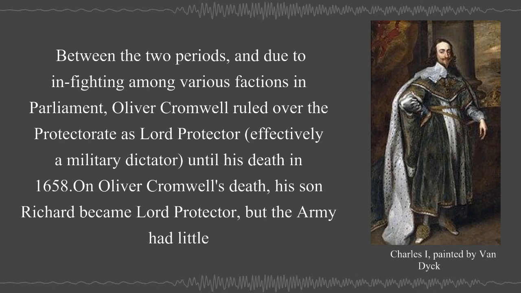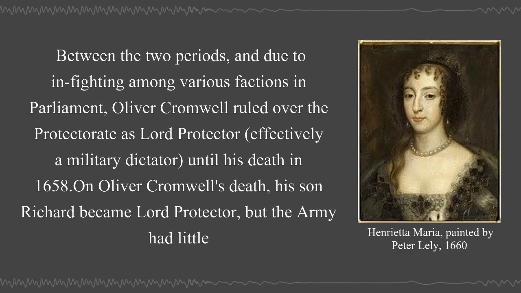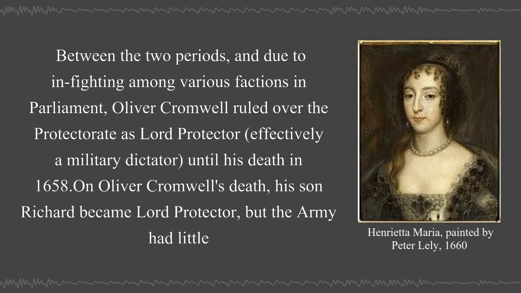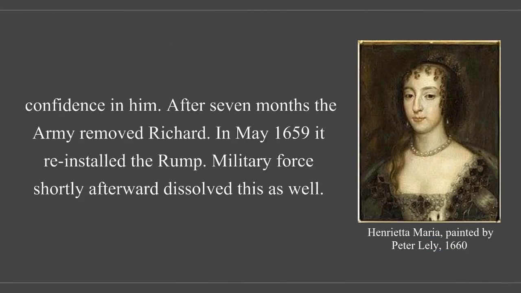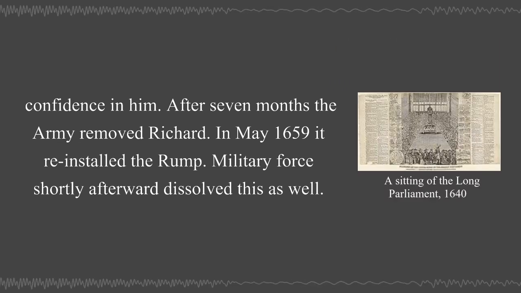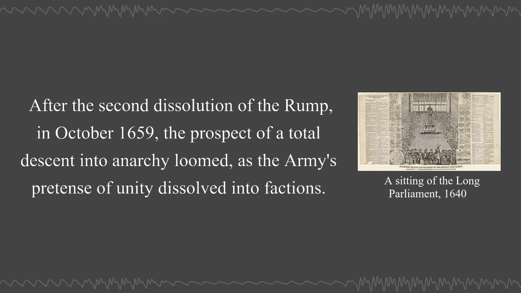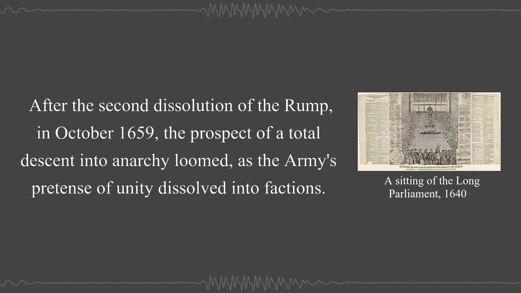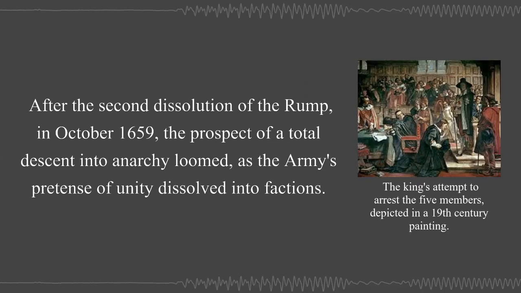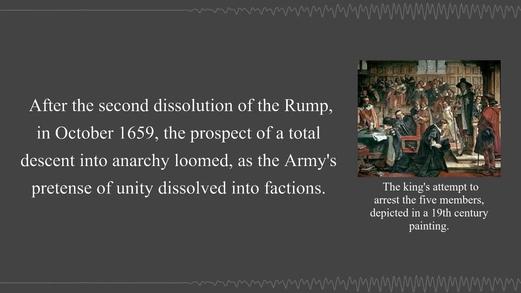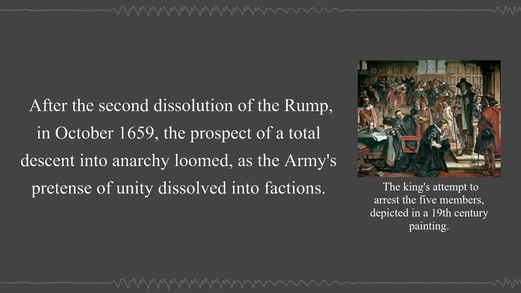On Oliver Cromwell's death, his son Richard became Lord Protector, but the army had little confidence in him. After 7 months, the army removed Richard. In May 1659, it reinstalled the Rump. Military force shortly afterward dissolved this as well. After the second dissolution of the Rump, in October 1659, the prospect of a total descent into anarchy loomed, as the army's pretense of unity dissolved into factions.